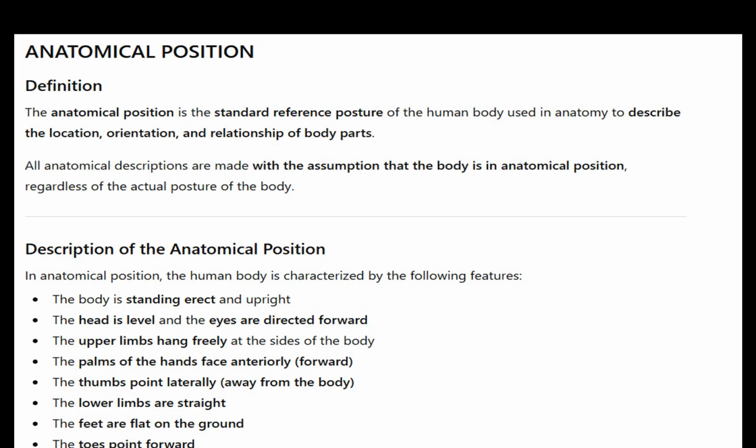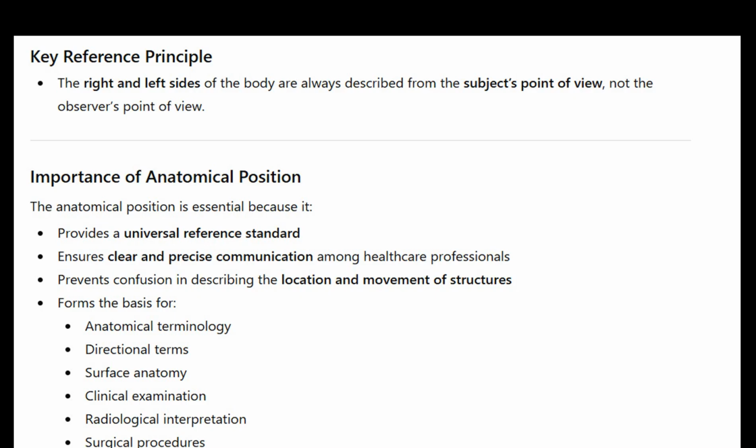Then we have the lower limbs. The lower limbs are straight, the feet are flat on the ground and the toes point forward. So these are the features when we are talking about the anatomical position. Now we know what the definition of anatomical position is. Now let's try to understand some of the key reference principles.